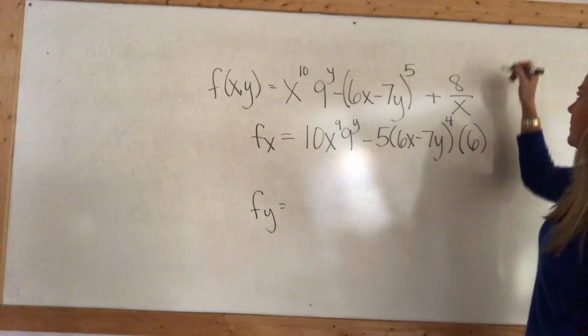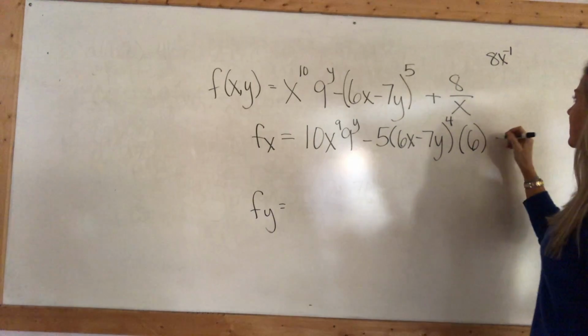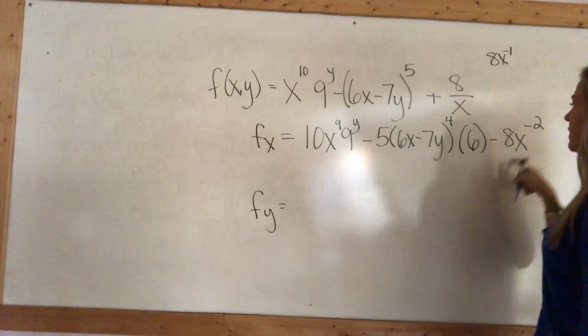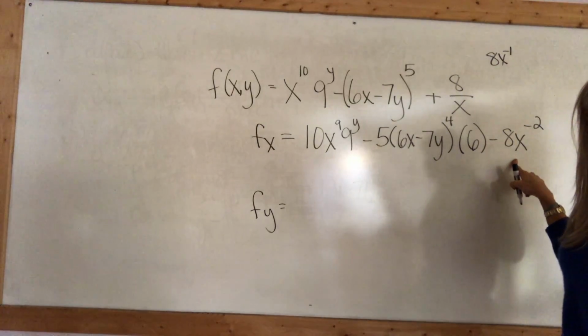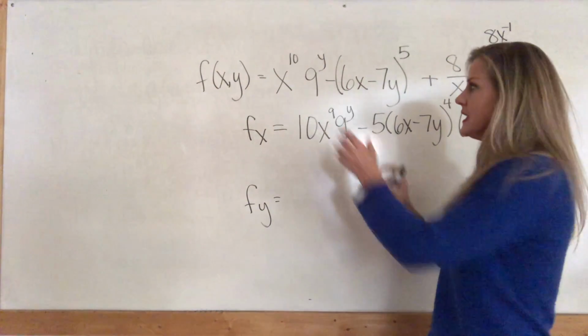And my last term, I can think of that as 8x to the negative 1. When that gets derived, the negative 1 drops down, and I have negative 8x to the negative 2. Now I'm ready to do f sub y. I go back up to the beginning.